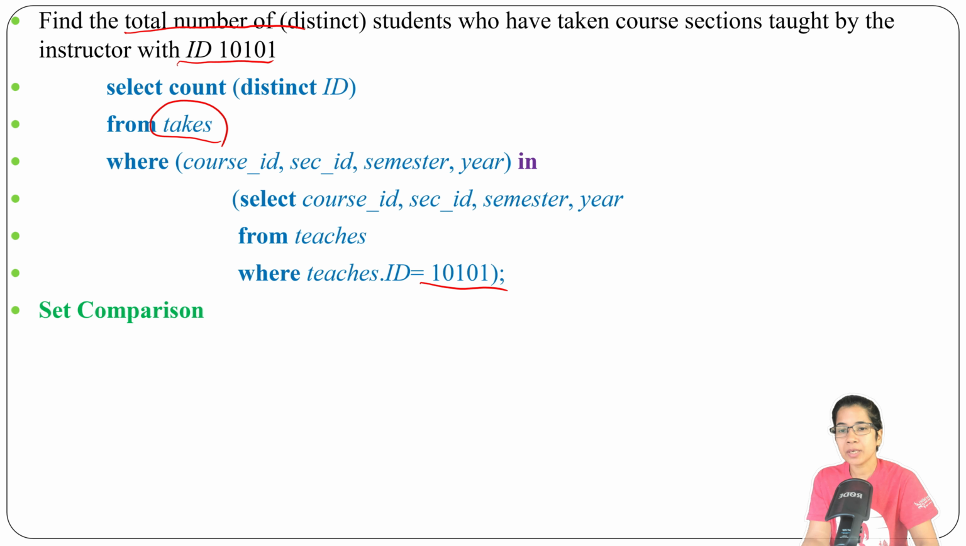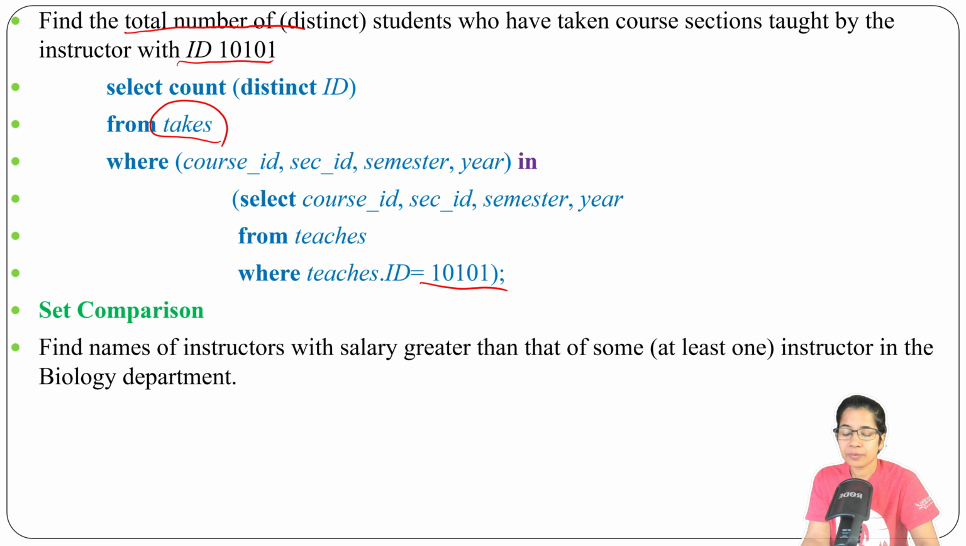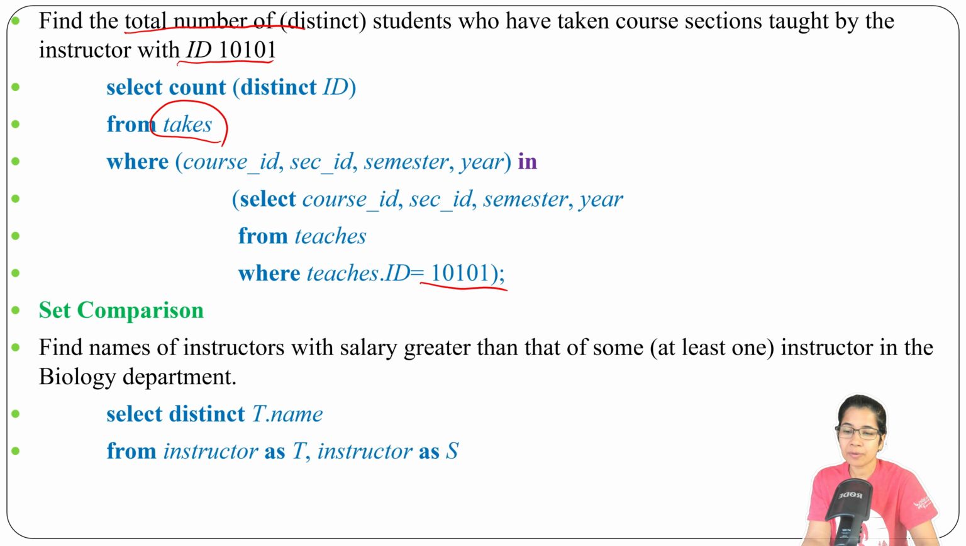Now in set comparison we will use some or all, like greater than equals to some, less than equals to some, greater than equals to all, like that. Let's see one example. Find name of instructor with salary greater than that of some, or at least one, instructor in the biology department. That we can write as select distinct T.name from instructor as T, instructor as S.